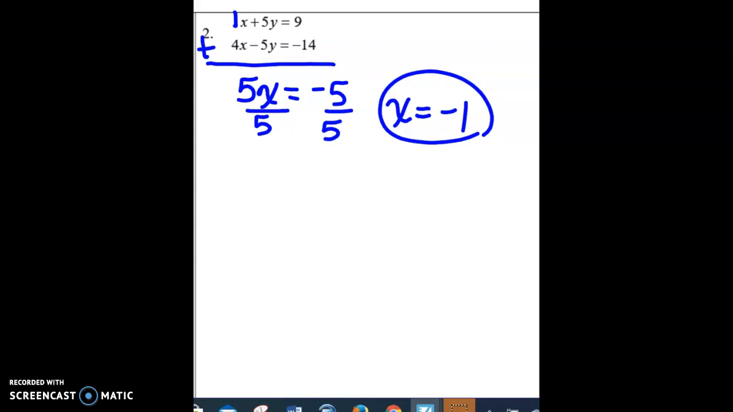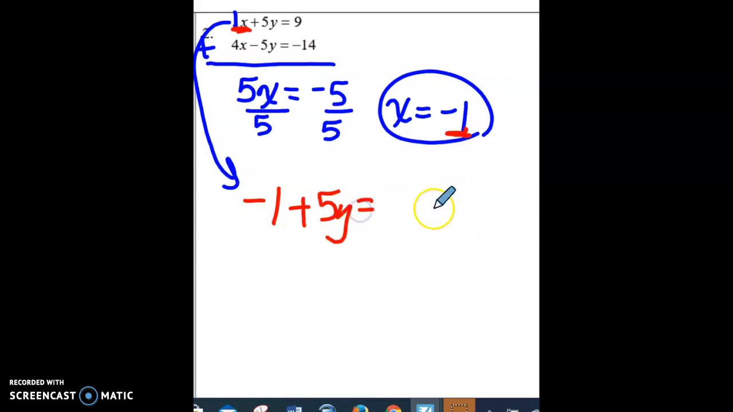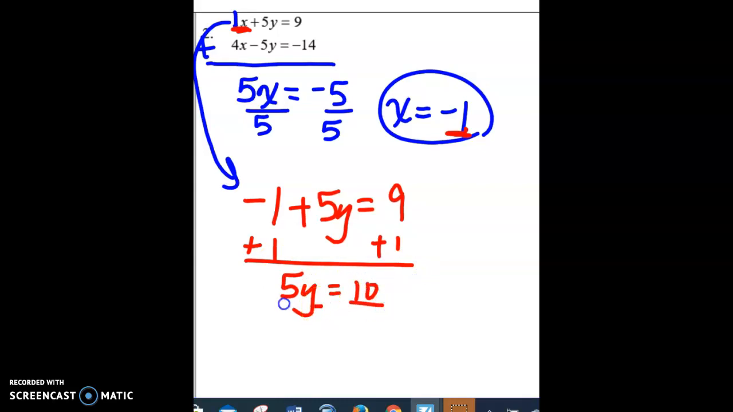All you're going to do now is plug that into one of the equations. It does not matter which one you pick. Pick the easiest one. This one seems pretty easy. So you're going to take out the x and replace it with the negative 1. So negative 1 plus 5y is equal to 9. We're going to solve this and get 5y is equal to 10, and then y is equal to 2.